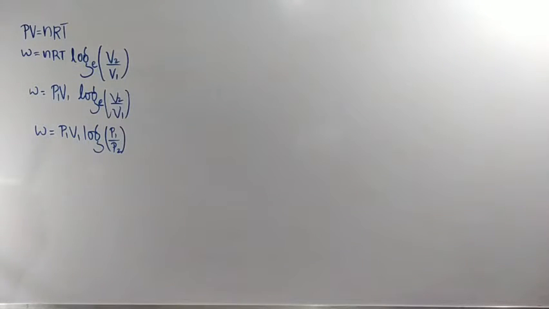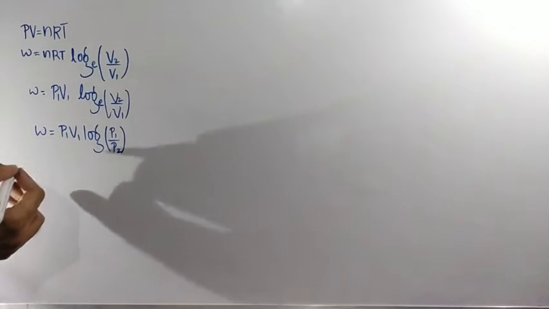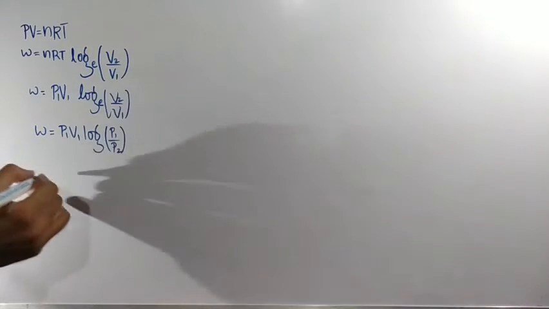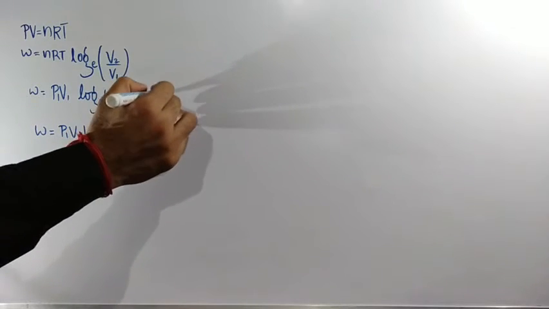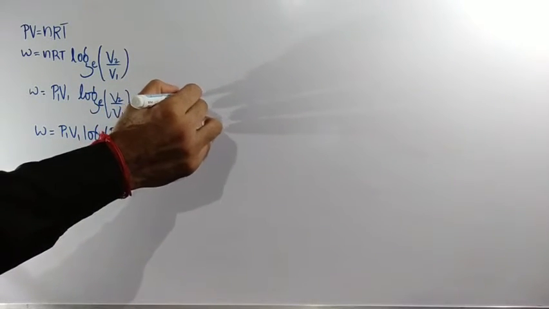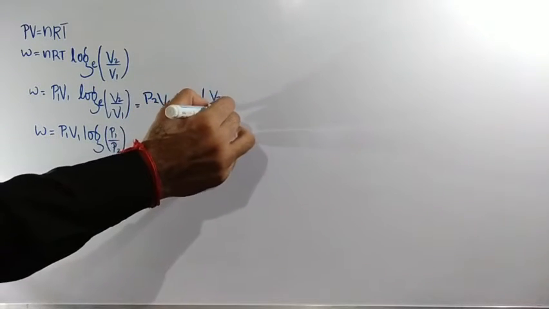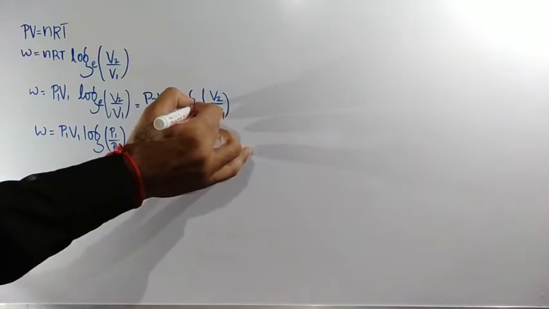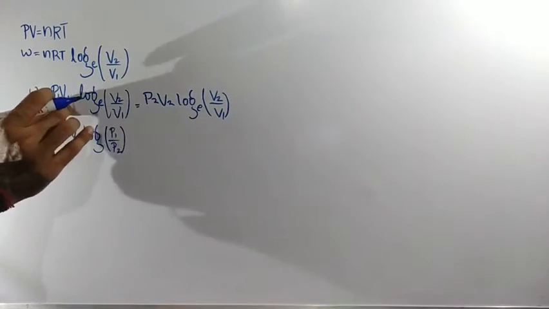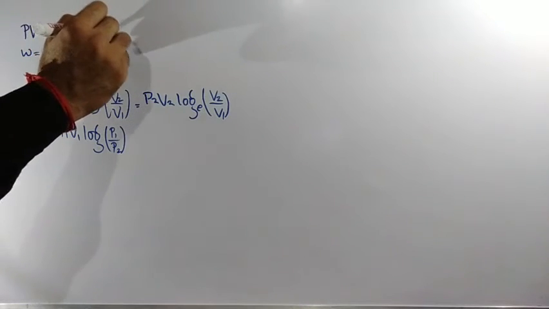Or in other words, apart from writing P1 V1, I can write it as P2 V2 also. How can we write it? P2 V2 log V2 by V1, same equation only, V2 by V1 to the base e. This is nothing but, in place of P1 V1, P2 V2, because P1 V1 is equal to P2 V2.